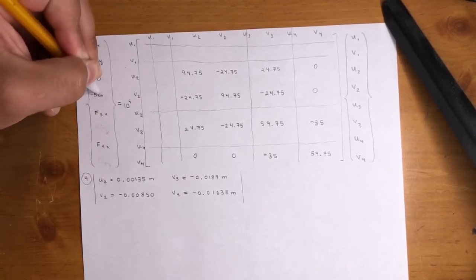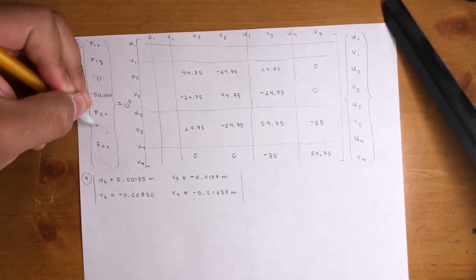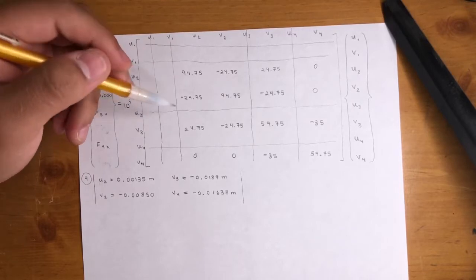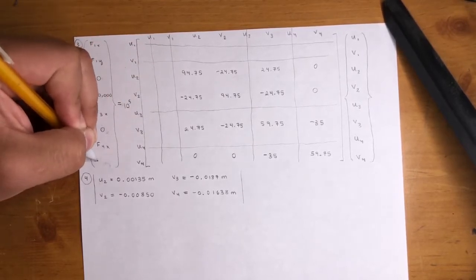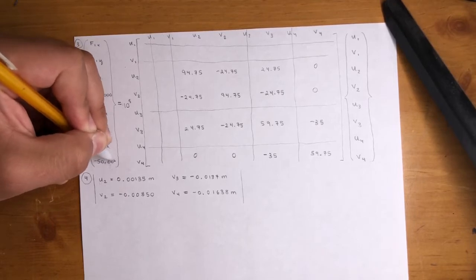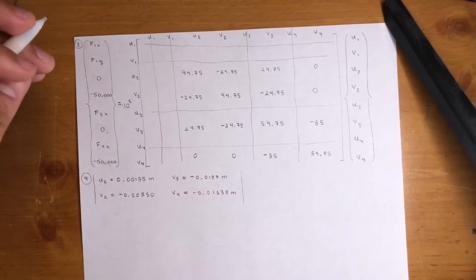Negative 50,000. And it has to be in thousands, right? Because you're dealing with newtons. We set this matrix up in newtons per meter, so you gotta make sure this is correct. And negative 50,000. Okay, cool. So, what else we got?